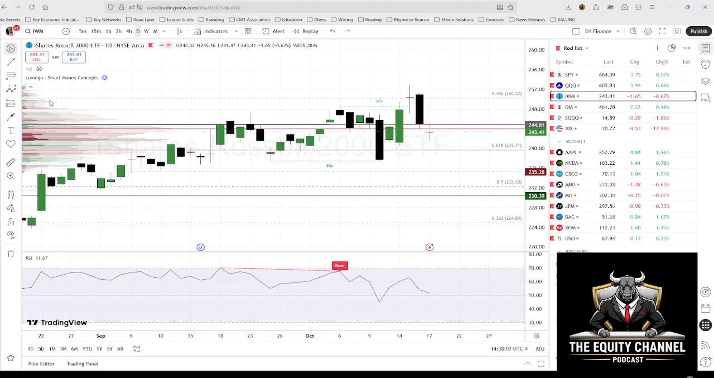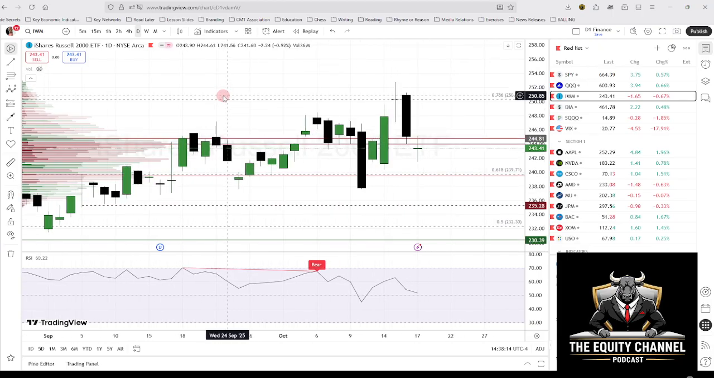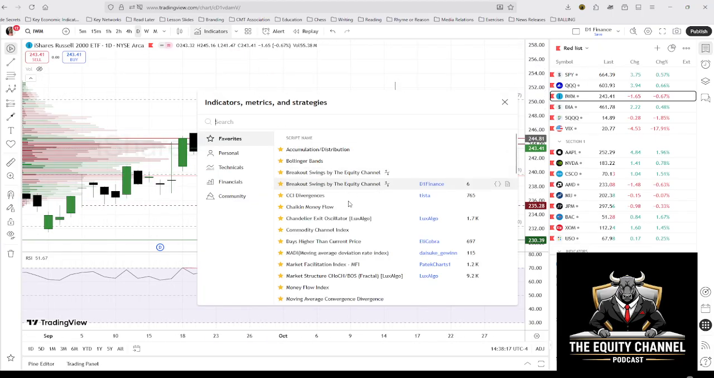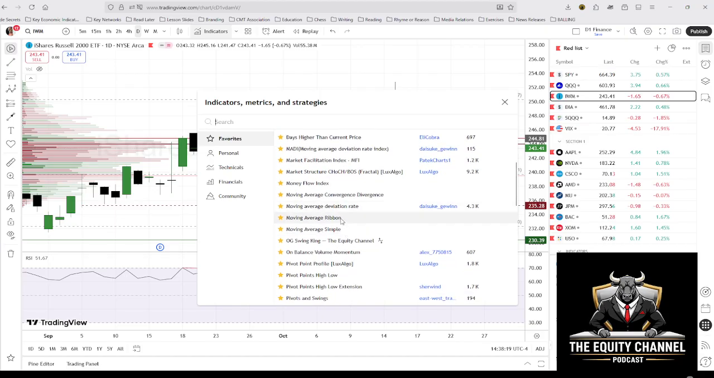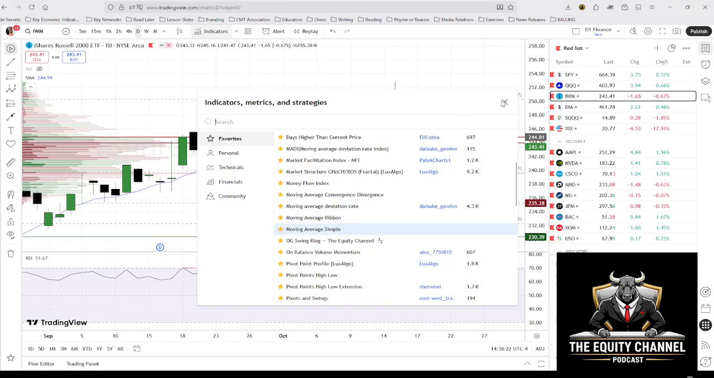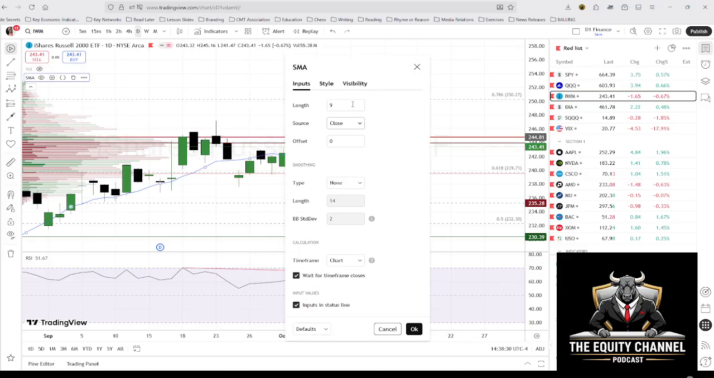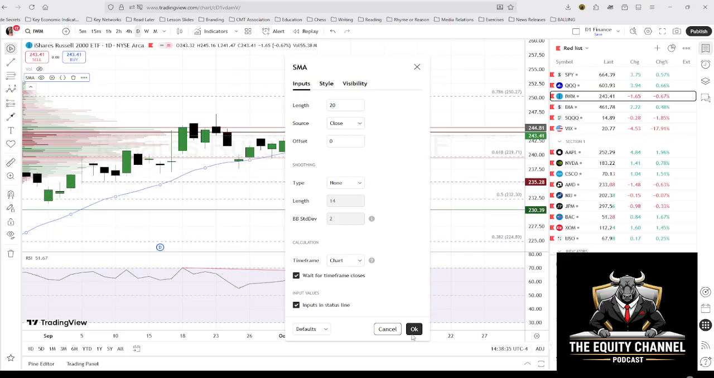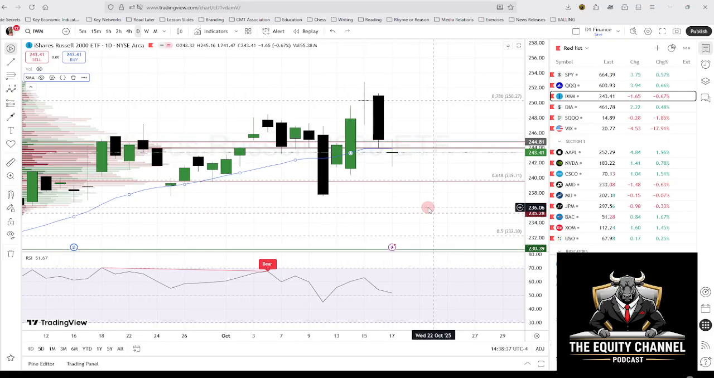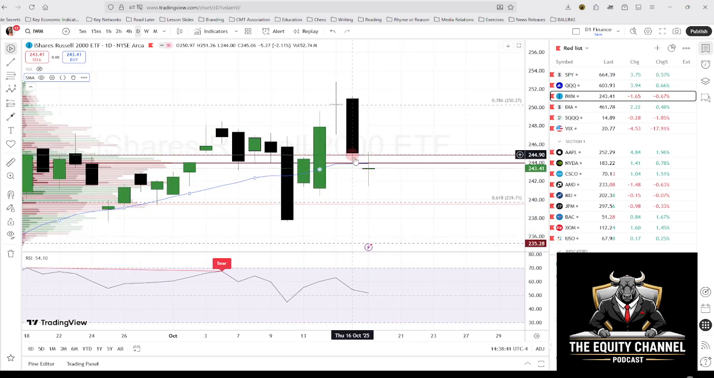Let me take you over here to TradingView really quickly. Let's do this here. I'm going to add the 20-day moving average. All right, let's go with the simple moving average here. Boom. Let's change that to 20 days. I'm not going to worry about the color. Okay, 20 days. Now, what it's telling us here is that this is one close and two closes within this range here.